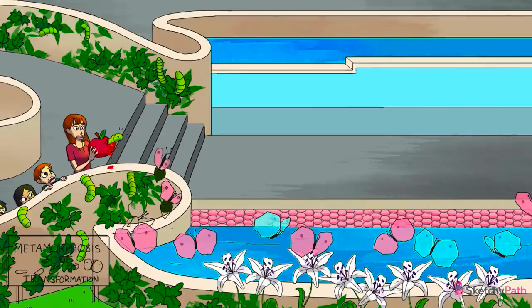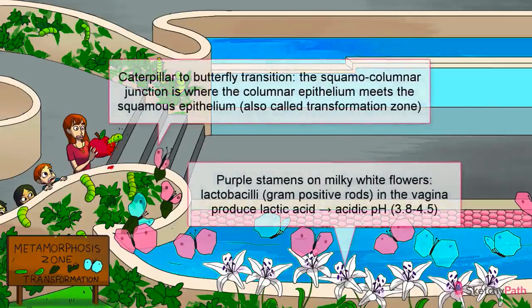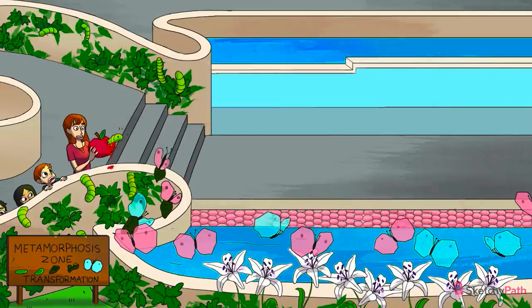See all those milky white flowers that line the vaginal canal? That's our sketchy symbol for lactobacillus, a bacterium that lives in the vagina and produces lactic acid, thus exposing the vagina and exocervix to a harsh acidic environment, usually around a pH of 3.8 to 4.5. We've even made the stamen look like little gram-positive bacilli shapes. See? To deal with the decrease in pH, the columnar cells undergo metaplasia. That's right. It's like a metaplastic metamorphosis, turning those columnar caterpillars into squamous butterflies.